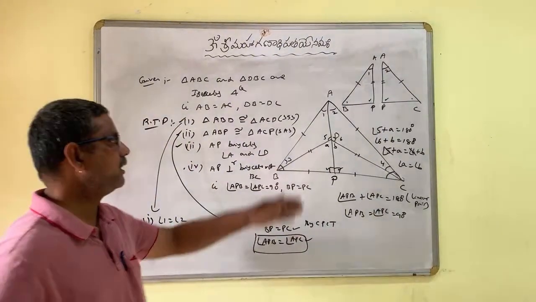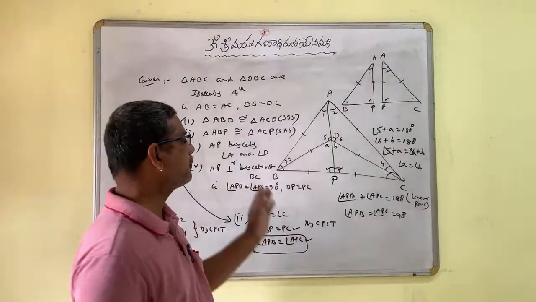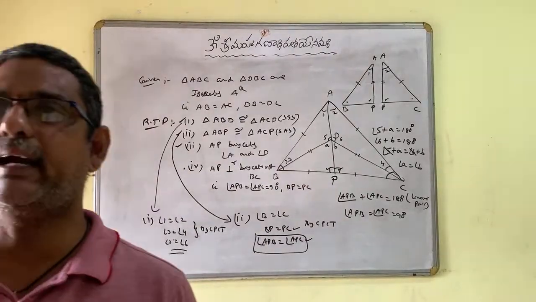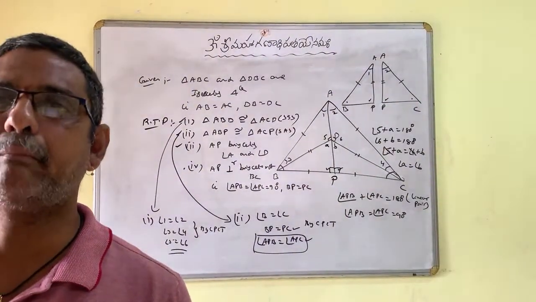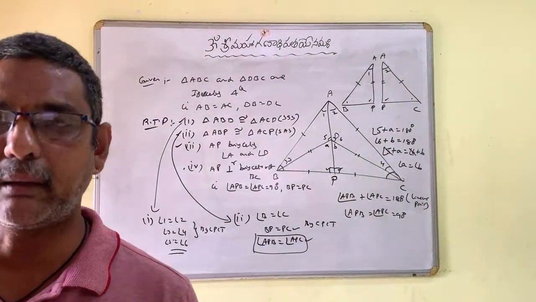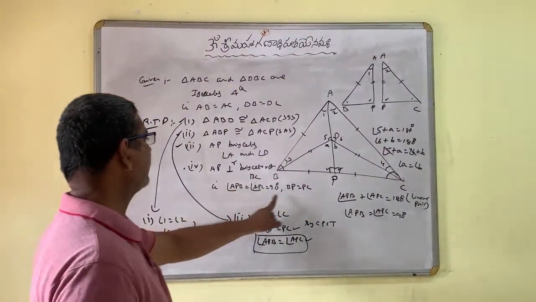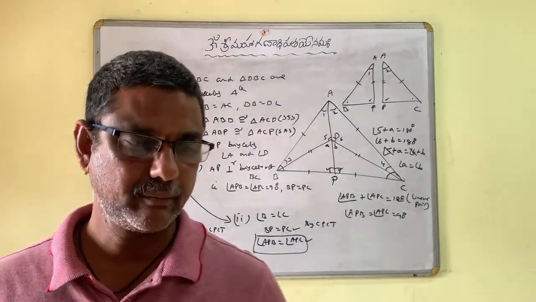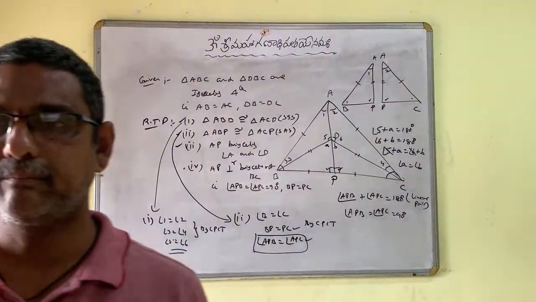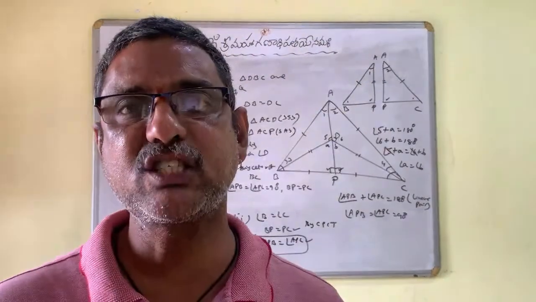So AP bisects BC. It not only bisects BC, it is perpendicular to BC, because angle APB is 90 degrees. So AP bisects BC and moreover it is perpendicular to BC. That means AP is the perpendicular bisector of BC. Okay? So this is about the first question.